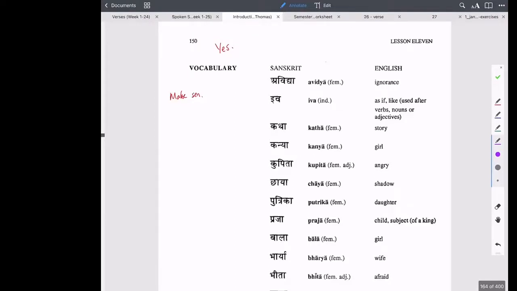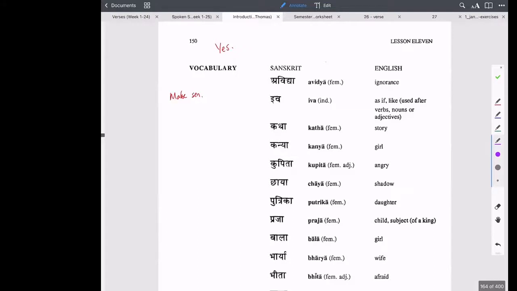Rama reads story. Ramaha katham pathati. Rama reads story to the boy. Ramaha balam katham patati. More like Rama reads story for the boy. Ramaha balaya katham patati.